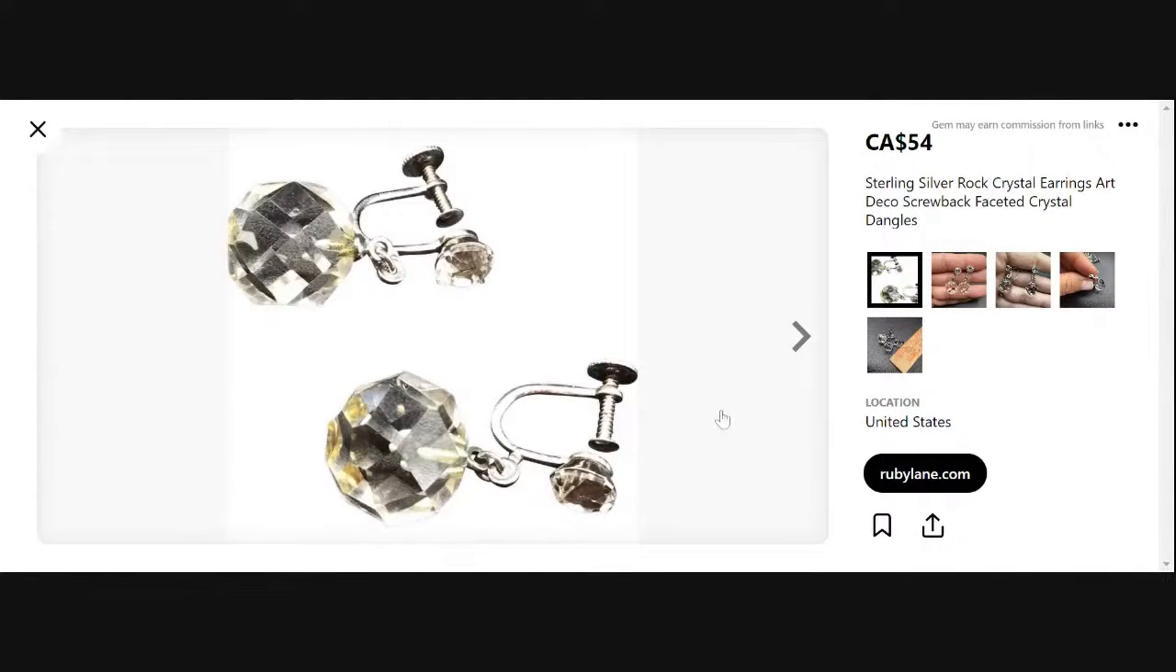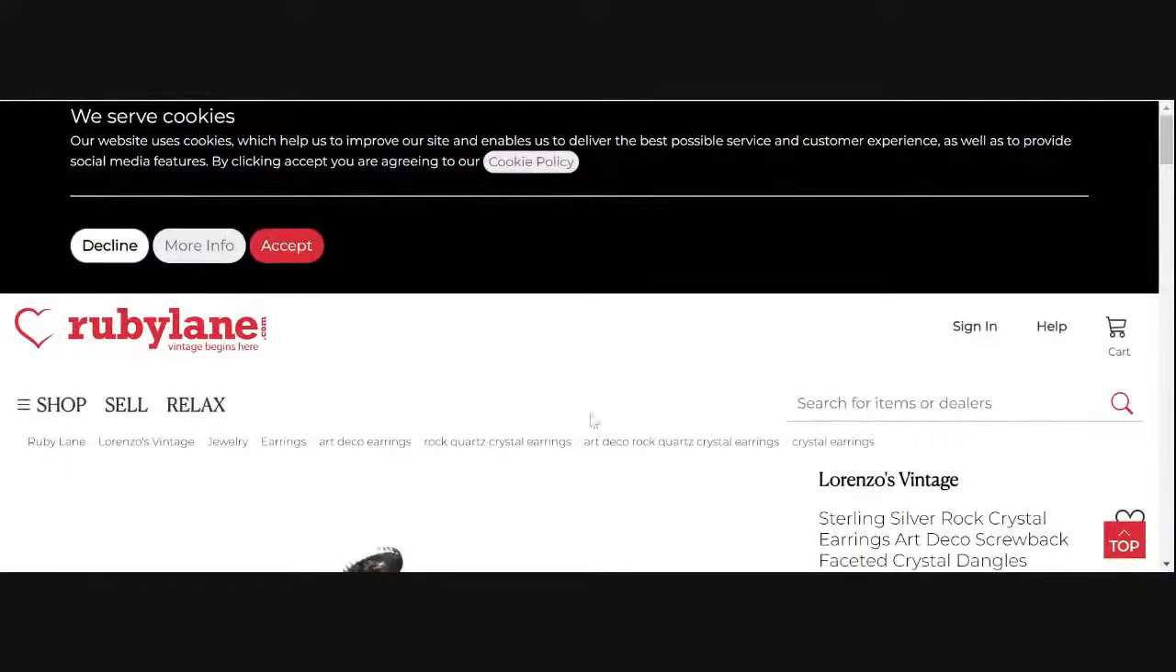All right, these look better. Sterling silver rock crystal earrings, Art Deco screwback. These are on Ruby Lane, so we are gonna now take a look. Stop sharing, share again. And where's my Ruby Lane listing? Here it is. Nope, wrong one. I have quite a few listings open, so I need to start closing these.